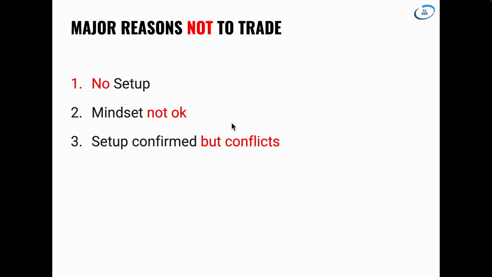For me, there are three major areas for not taking trades, and we will go through them one by one. The first is if there is no setup. The second is if your mindset is not okay. This is much more important than most people are aware of. And then the most tricky part and the major part of this video: if a setup is confirmed, but you shouldn't take the trade. This is really tricky and difficult, so we will focus mostly on this one. But let's start with the first.